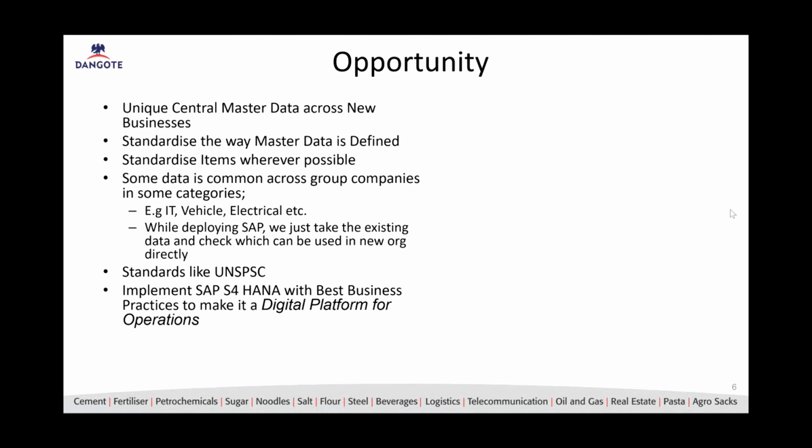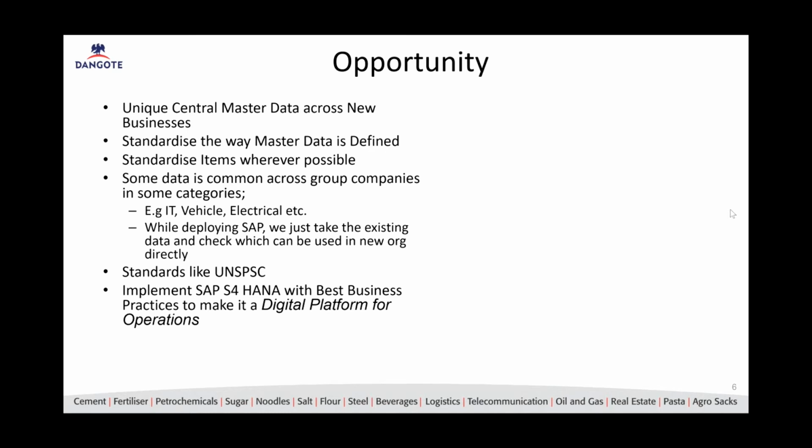So what are the opportunities which we have? We are entering into so many businesses, so there is an opportunity to have a unique central master data across all these businesses. Not many groups in the world can boast of such a unique central master data. We can standardize the way master data is defined. We can also standardize the items being procured or items that will be used in these businesses.